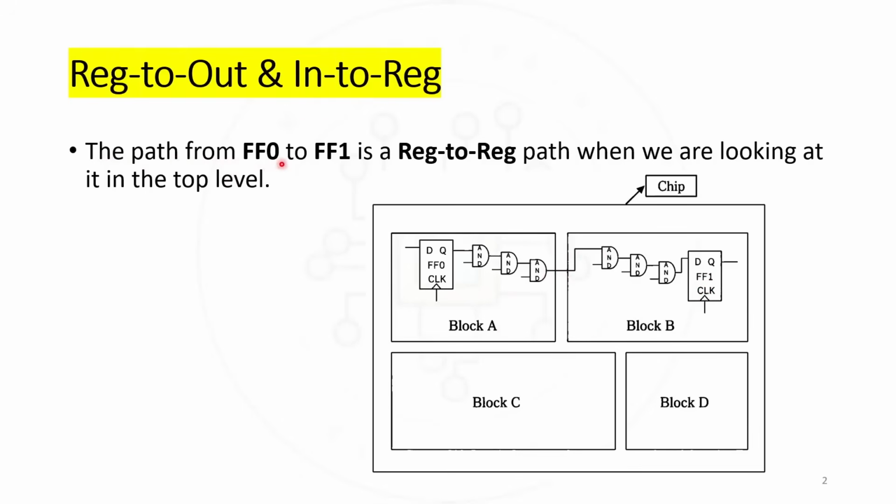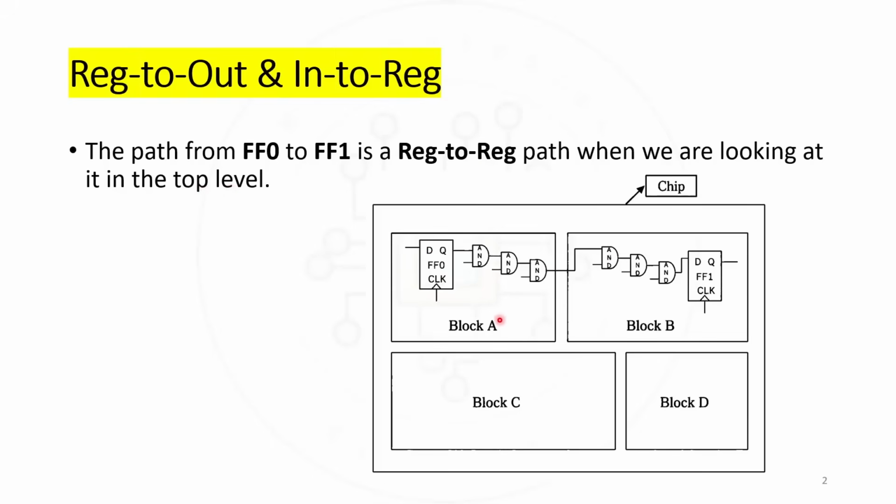The path from flip-flop 0 to flip-flop 1 is called a register to register path when we are looking at it at the top level. Here flip-flop 0 is present and here flip-flop 1 is present. Suppose there exists a path from flip-flop 0 to flip-flop 1, it is something which should be called a register to register path. This is what you are looking at in terms of top level.